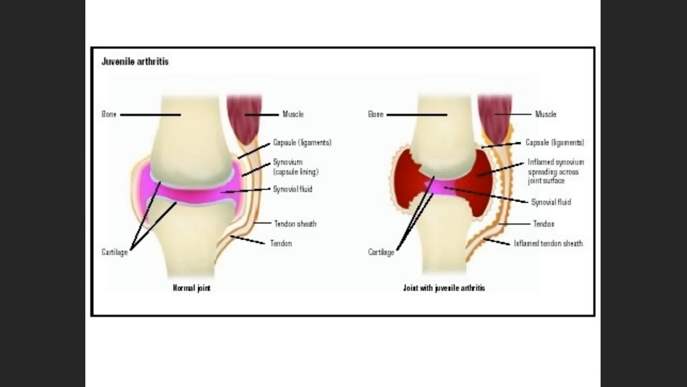If this stage is not taken care of, after some days the inflammation increases. But since the capsule and ligaments are weak structures, they are not controlled by our own body. As soon as they are stretched more than their limits, it is called the yielding point. If it is stretched more than the yielding point, they cannot come back to their original shape.